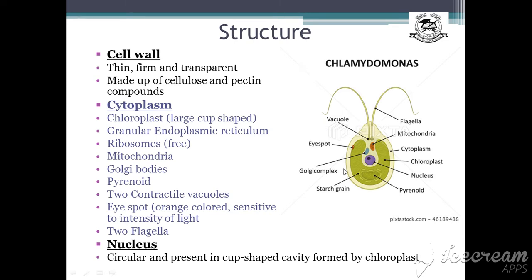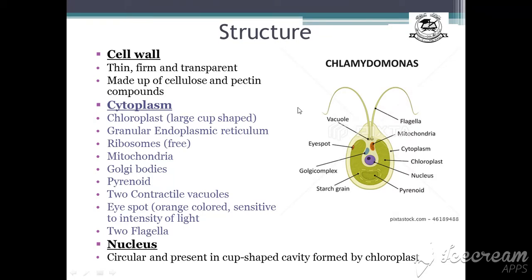In any cell, inside the cell membrane, this part is called cytoplasm, except the nucleus. When we include the nucleus, nucleus plus cytoplasm is called protoplasm, and the part other than the nucleus is cytoplasm. Okay, what organelles are present inside the cytoplasm of Chlamydomonas?